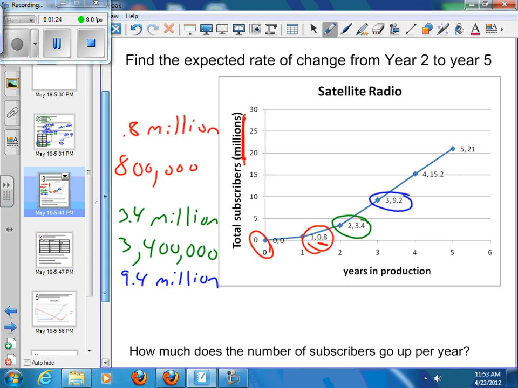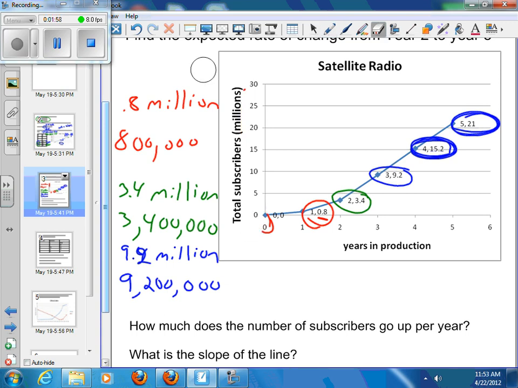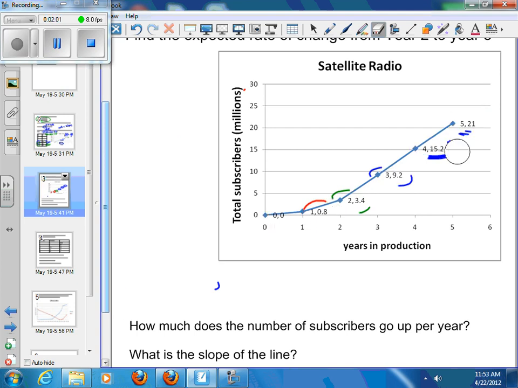Just so you understand what these numbers are, 9.2 million is 9,200,000. So the first year we had 800,000 people subscribing to satellite radio. The second year we had 3,400,000, and the third year it was 9,200,000. Year 4 here went to 15,200,000, and year 5 it went to 21 million people. So just so we understand the numbers, let me clear that off. Now that you understand what the numbers mean, let's start talking about our situation.